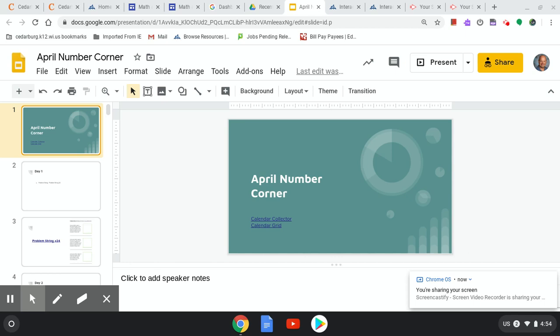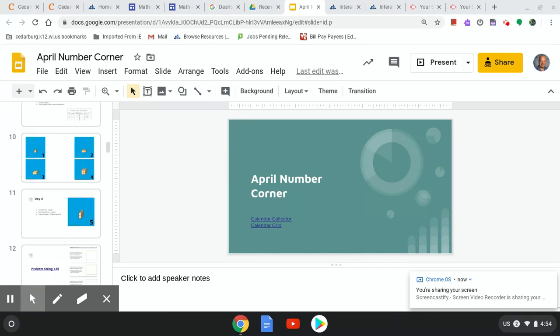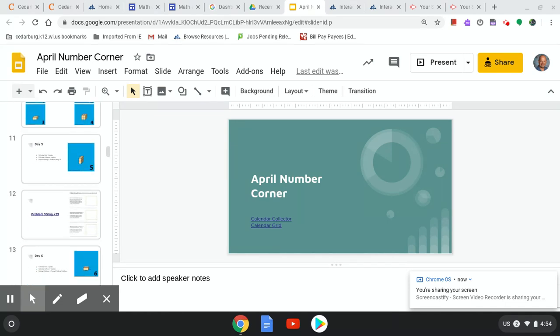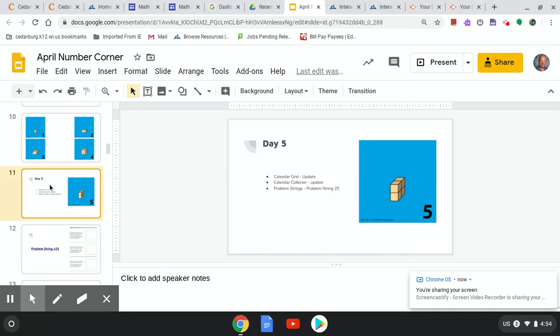April number corner, day 5. Hopefully, you have your calendar collector and your calendar grid sheets available so that we can update both of those for day 5. And if not, you can also record them in your notebooks to make sure that we are staying up to date on those. All right, so here we go, day 5.